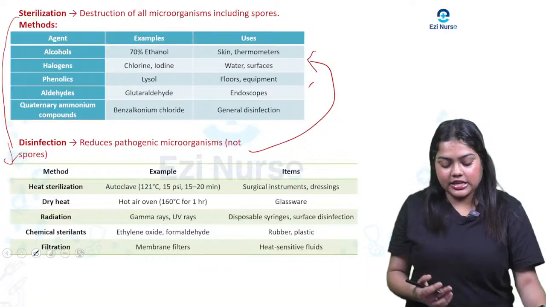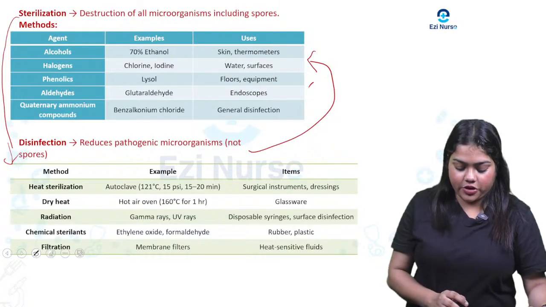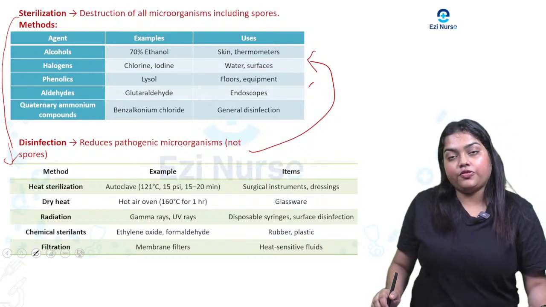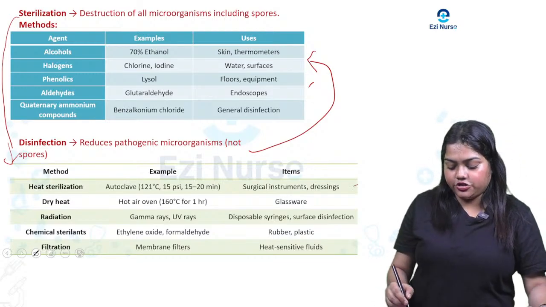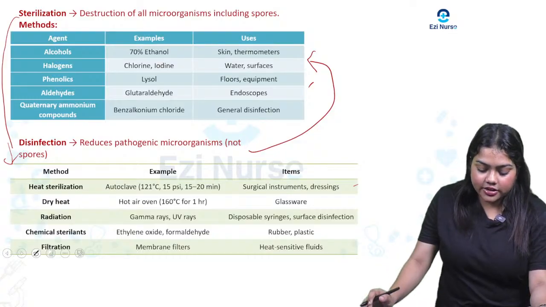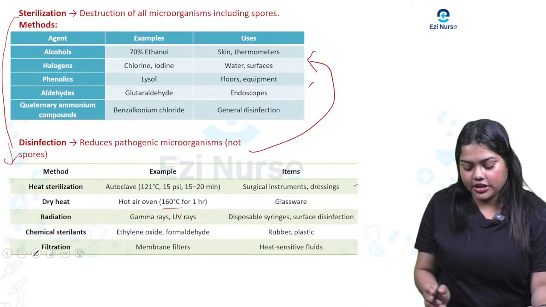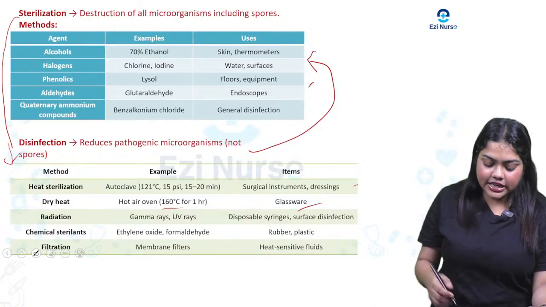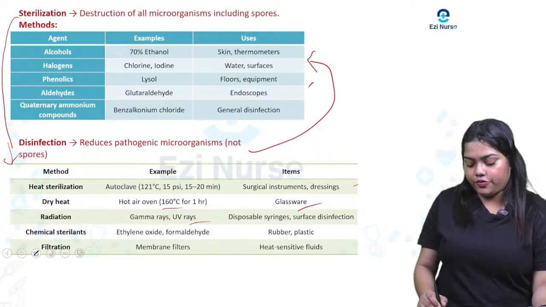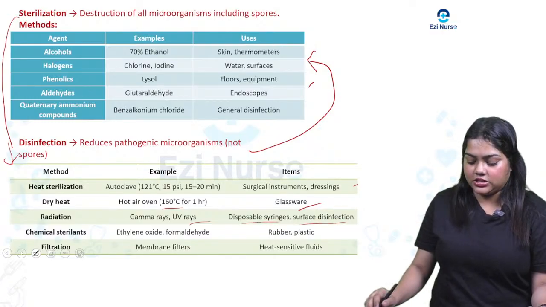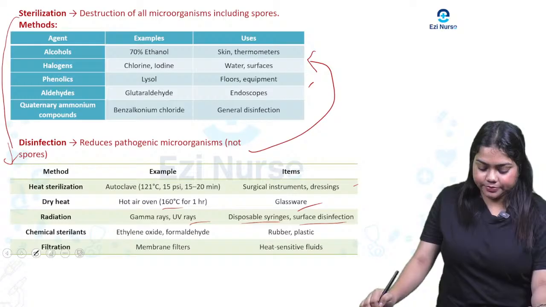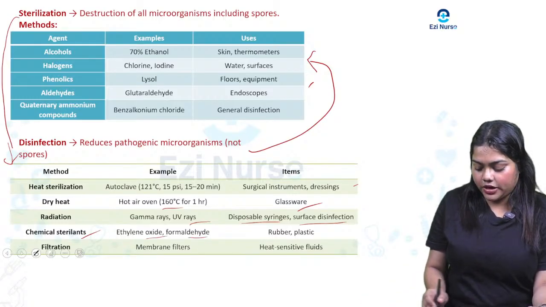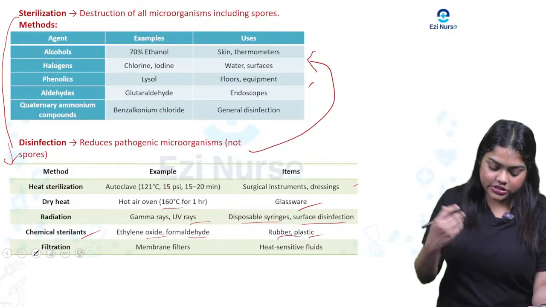Heat sterilization example is the autoclave, which is done at 121 degrees Celsius and 15 psi pressure for 15 to 20 minutes. Examples are surgical instruments and dressings. For dry heat, we use a hot air oven at 160 degrees Celsius for 1 hour, such as for glassware. Radiation, we use gamma rays and UV rays for disposable syringes and surface disinfection. Chemical sterilants such as ethylene oxide and formaldehyde are used for reusable rubber and plastic.